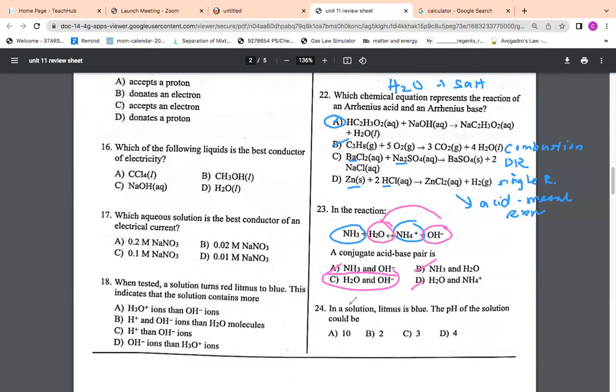All right, 24, in a solution, litmus is blue. The pH of the solution could be, again, blue means it is a base. Again, if you look at our scale, it goes from 0 to 7 to 14. Bases are here, acids are here, neutrals here. So if it is blue, it's a base. Bases are going to have something above 7 to 14. So our only option is A, pH of 10. All the others are acidic.